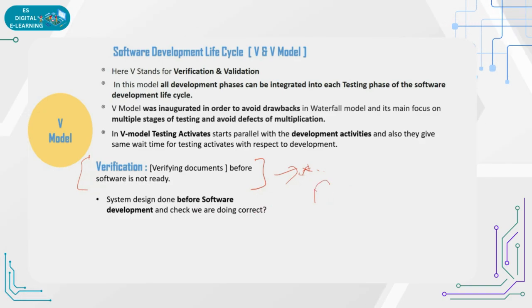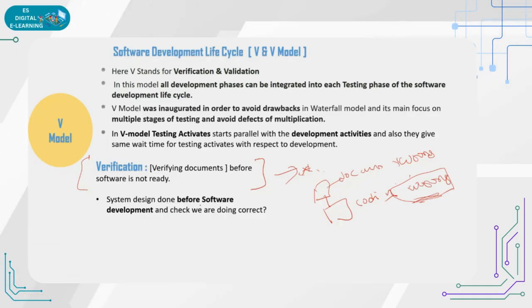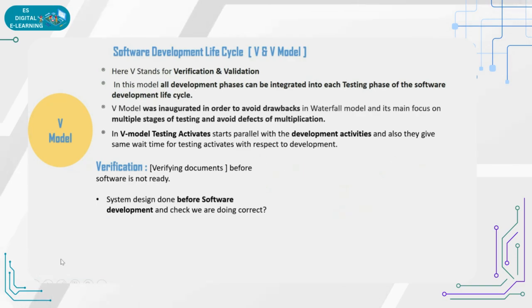Because, as I told you, the first phase is the documentation. Once this documentation is clear, then we do the coding. If the document is wrong, then the code will also be wrong, right? Then there is a waste of time. So during the document or design process itself, they will check that all documents and requirements are clear. That is verification mode.